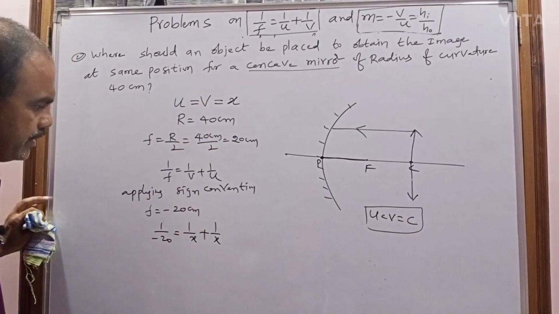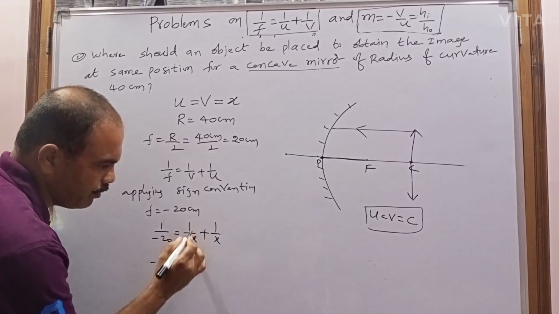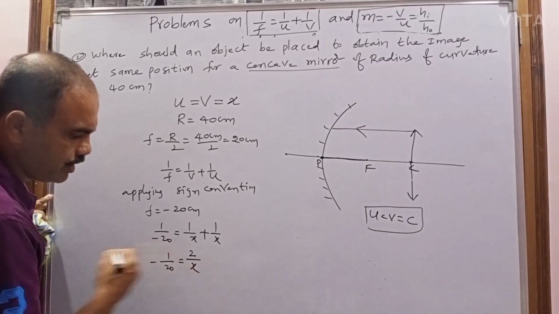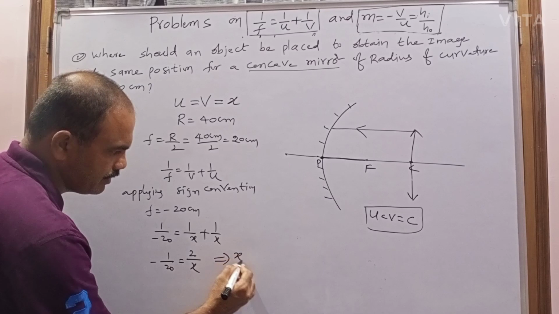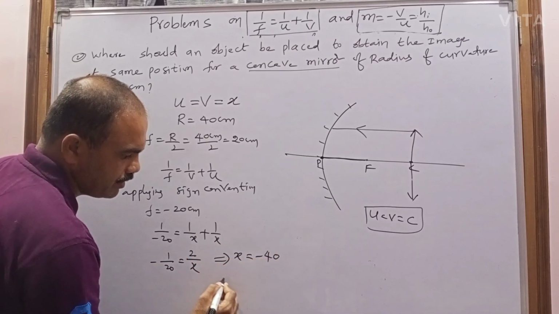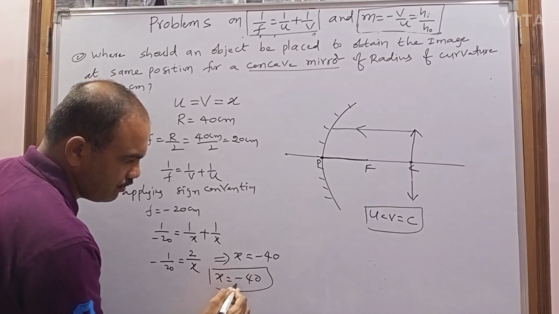Now simplify it. So minus 1 by 20 equals 1 by x plus 1 by x, which is 2 by x. Then do the cross multiplication. What do you get? x into 1, x equals 2 into minus 20, which is minus 40. So now x is equal to what? Minus. So what does the minus represent?